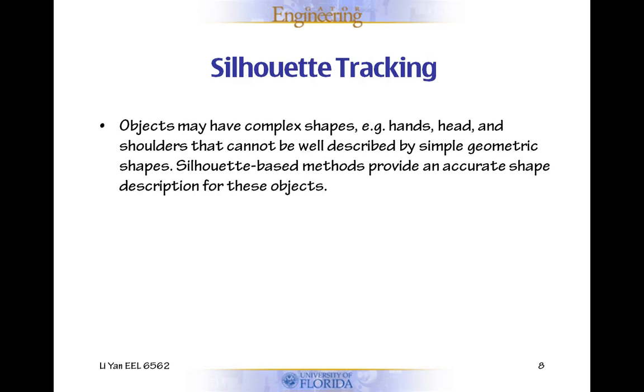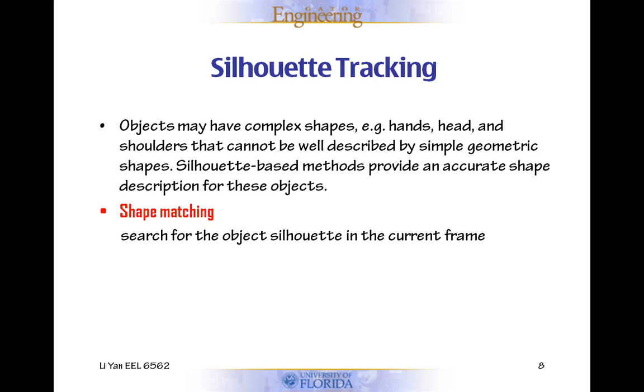Next, the silhouette tracking method will be discussed. As objects may have complex shapes such as hands, head, and shoulders that cannot be well described by simple geometric shapes, the mean shift method is not suitable for these cases. Silhouette-based methods provide an accurate shape description for these objects.